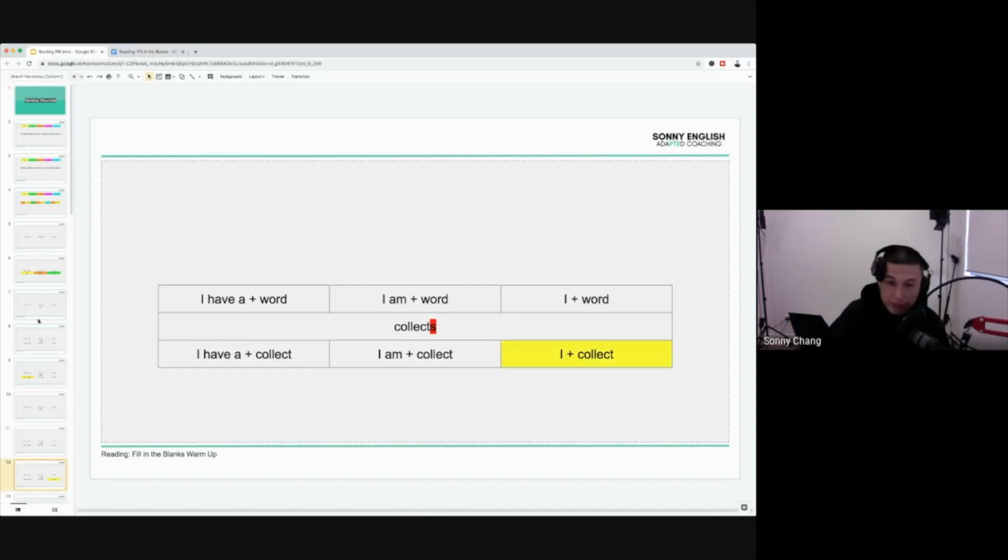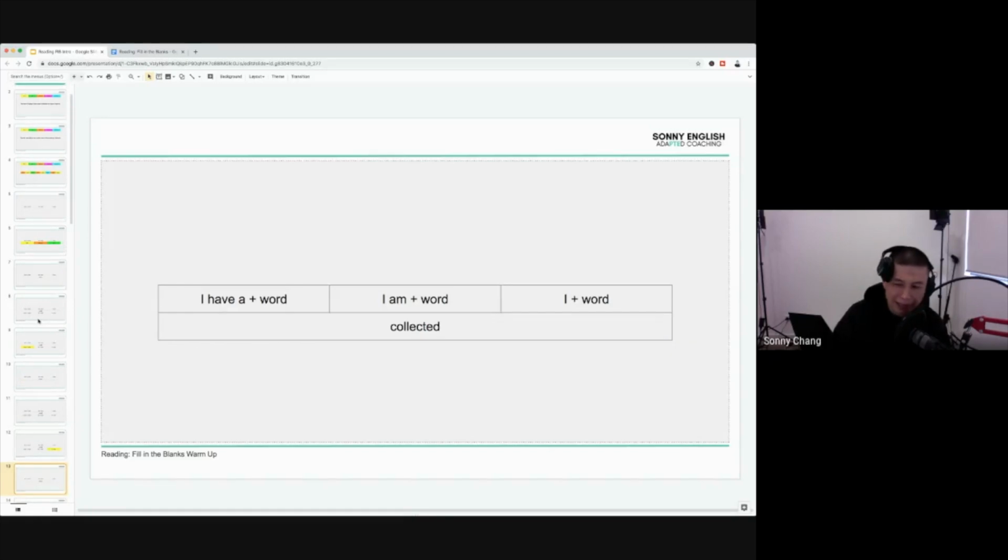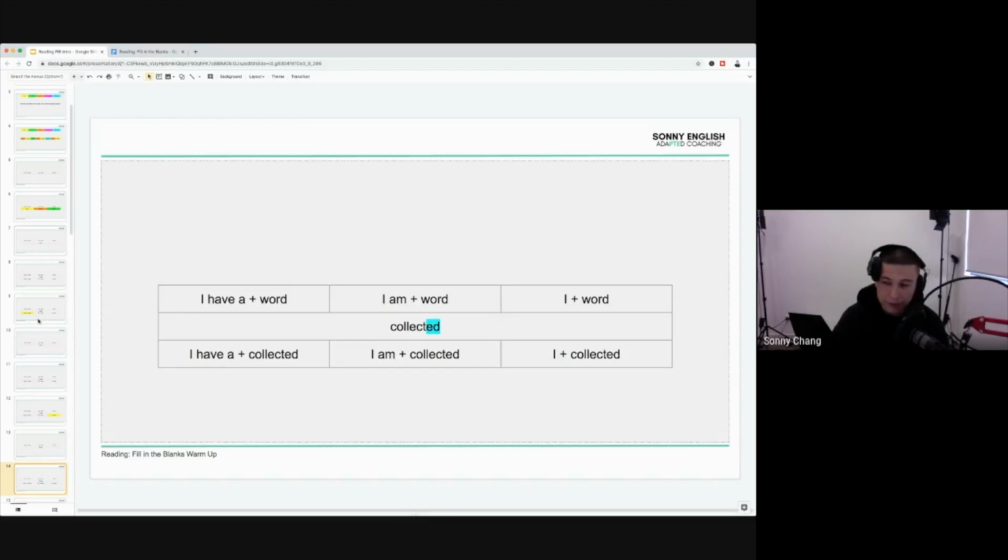So even here, though, even though we say this is a word, boom, I added an ED. What does that mean? What does it sound like now? You see ED here? I'm not going to remove that. The S I will remove, but the ED I cannot remove because the ED will make a difference in the meaning of the word. So which one sounds good to you? I have a collected, I am collected, and I collected.